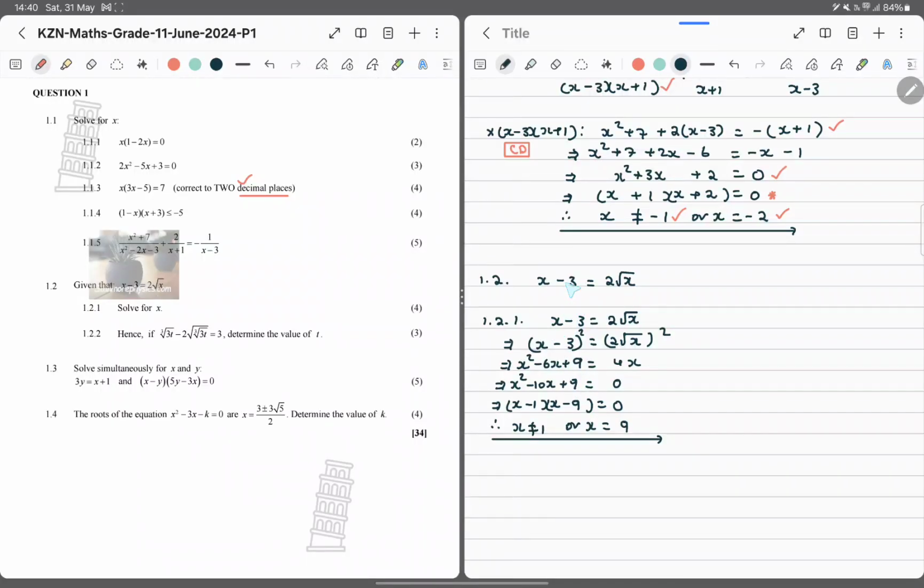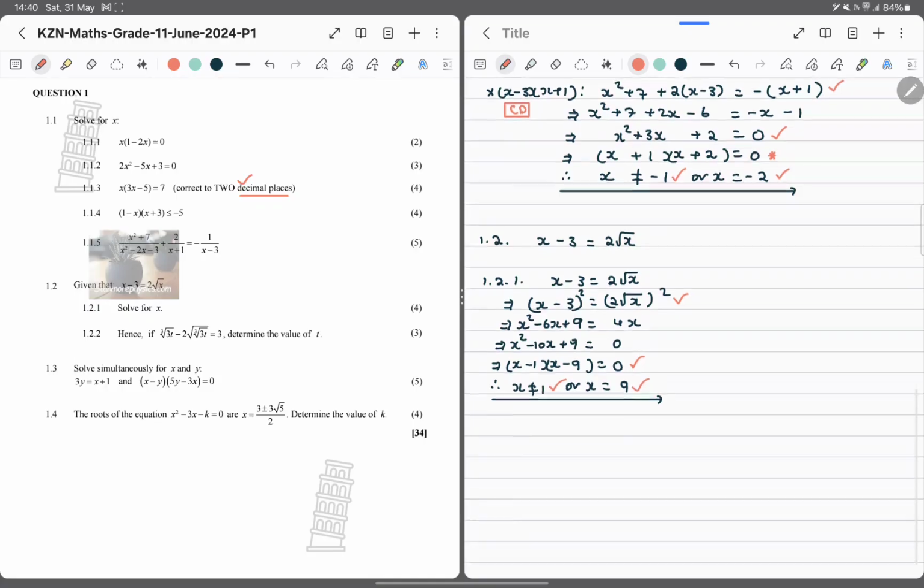At 9, we get 9 minus 3, that's 6. Here, square root of 9 is 3. 3 times 2, that's 6. So the left-hand side is equal to the right-hand side. That's good. We get a mark for the gymnastics. Whenever we factorize, we get a mark. For the rejection, we get a mark. How many marks is this? 4. This is good enough.